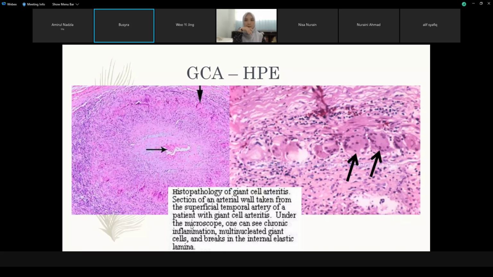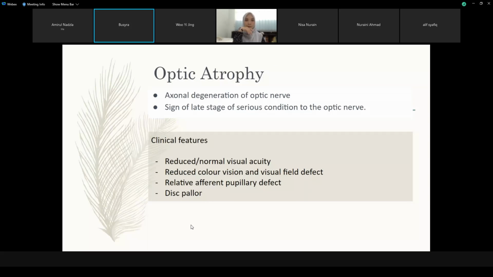Next. Okay, this is the last part of the presentation, optic atrophy. Optic atrophy results from degeneration of the optic nerve. It is not a disease, but actually a sign of a late stage of a more serious condition of the optic nerve. So for the clinical features, the visual acuity is reduced but can also be normal, and this will depend on the degree of the optic atrophy.